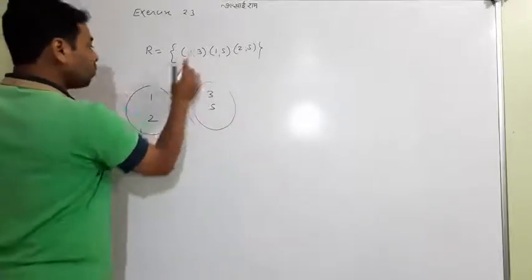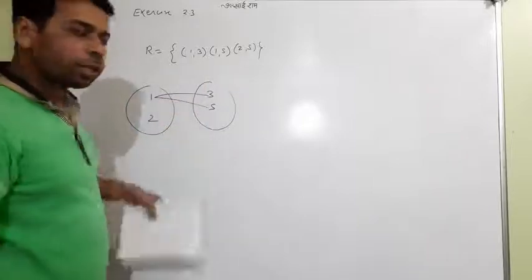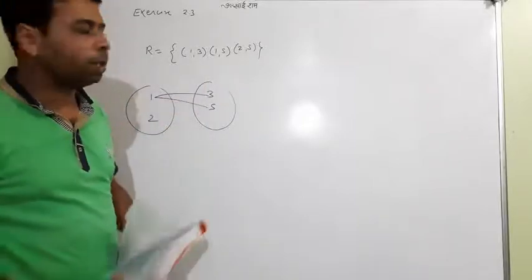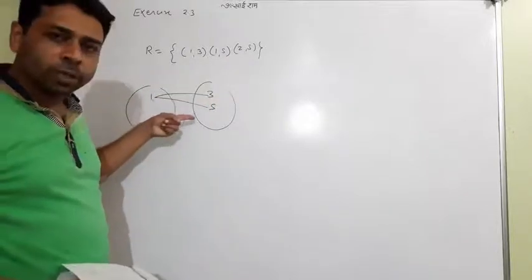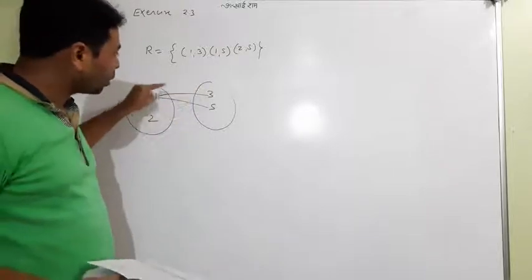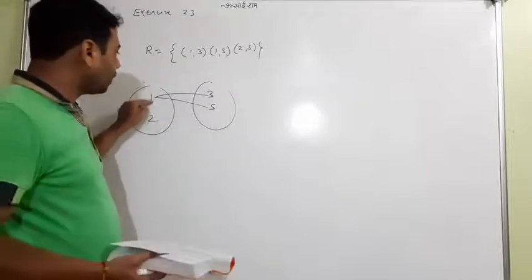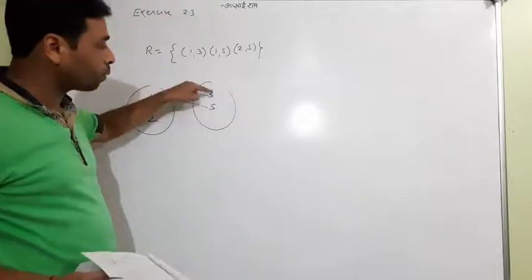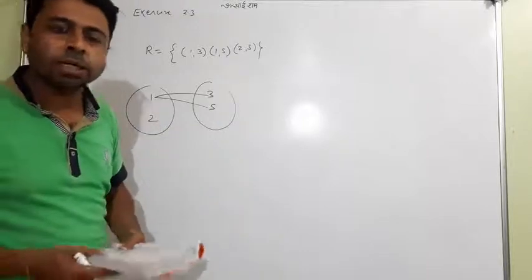So image of 1 is 3. The image of 1 is 5. Only these two, the first condition, contradicts the whole situation. I am not going to the third element, but only this condition contradicts the condition of function, because the image of 1 is 3, image of 1 is 5. It is actually the contradiction condition. Why? Because the image of 1 is not unique. The image of 1 is twice, 3 and 5, 2 images. So the whole condition says that it is not a function.